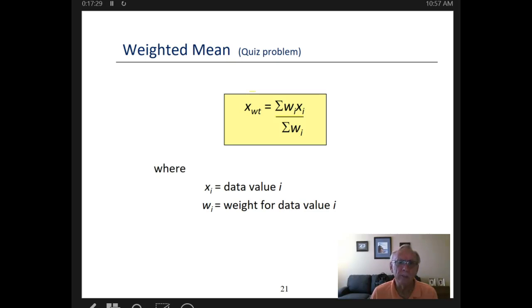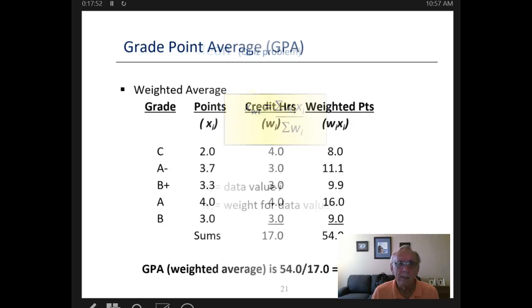The formula for that, and there's a quiz problem on this, is as shown here. The sum of the weight for the data value, WI, times XI, being the data value of that, divided by the sum of WI, gives you your average weight. Back to this, it tells you what those are. XI, in this case, was points for the grade that you received. WI is your credit hours. Weight times XI gives you your weighted points for each individual grade given. Sum those up.